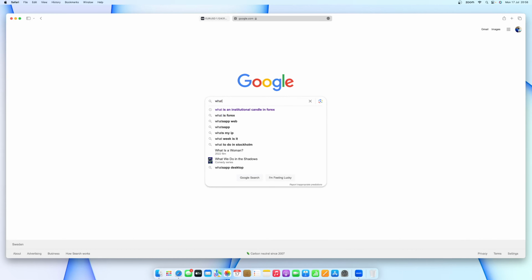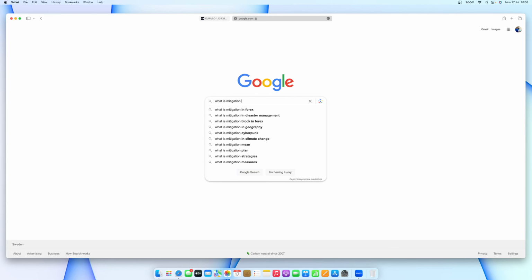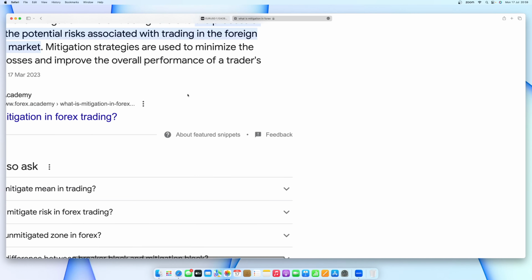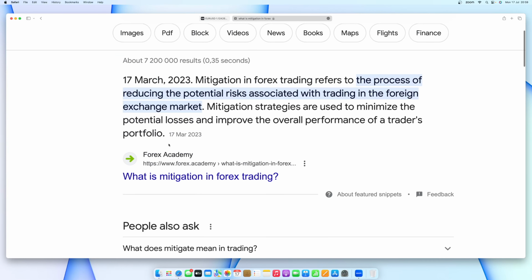What is mitigation in Forex? Let's see the definition. According to Forex Academy, 17 March 2023, this definition was live on Google this year. It says, mitigation in Forex trading refers to the process of reducing the potential risk associated with trading in the foreign exchange market.